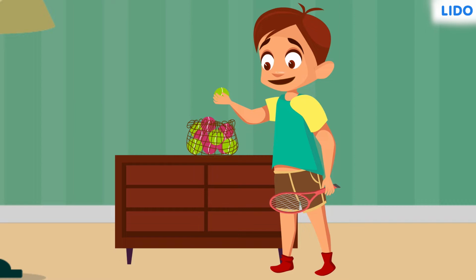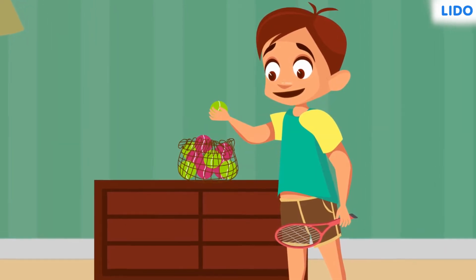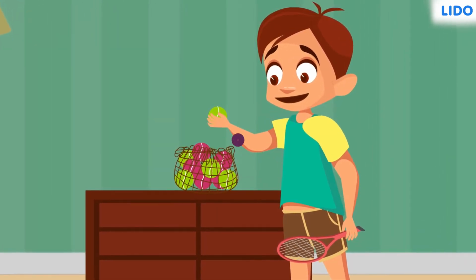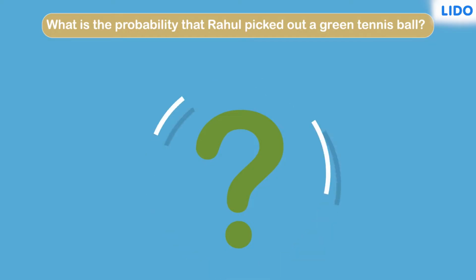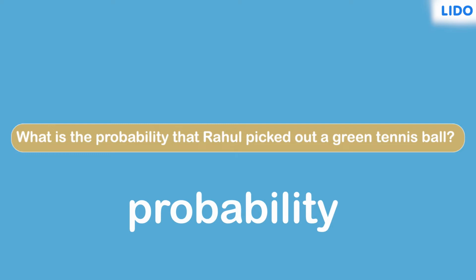So he quickly opened the bag and without looking, he randomly picked out one ball. What is the probability that Rahul picked out a green tennis ball? To answer this question, we need to understand the meaning of the word probability.